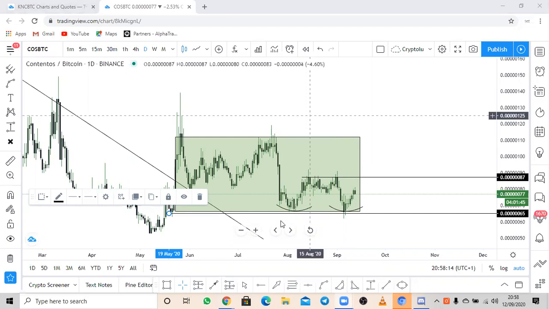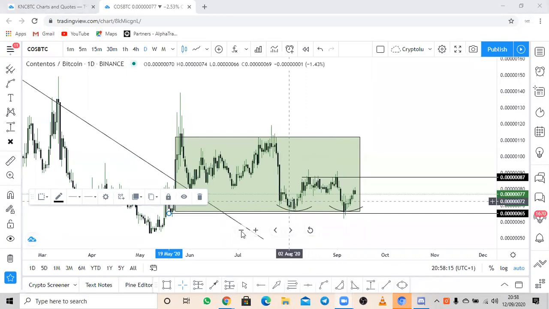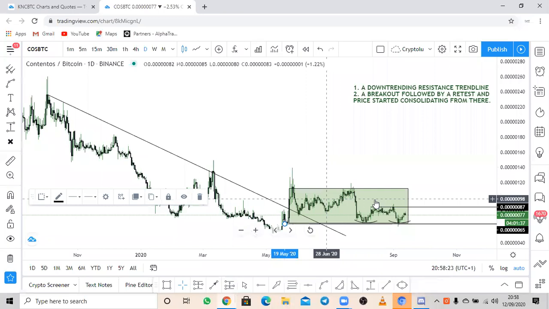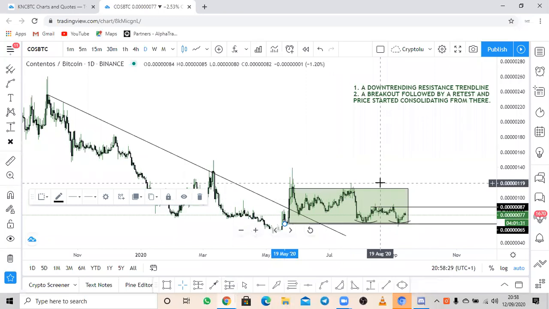So from here now, we've had the downtrending resistance trend line, we've had a breakout followed by a retest and price consolidating from there, and now we have a double bottom pattern. Now another thing to look at here is complement.